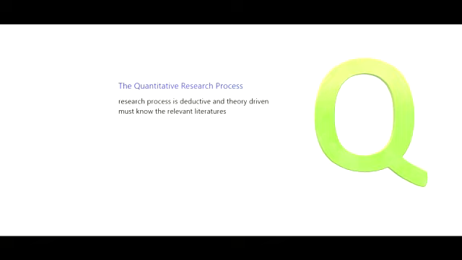The quantitative research process. It is a deductive one. It is theory driven also. It starts and ends with theory. Before the start of any research, students of social science must know the relevant literatures. They must know dominant theories and explanations of the phenomena they want to study and identify the gaps in knowledge.